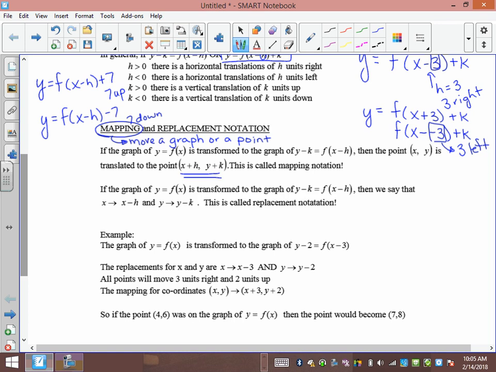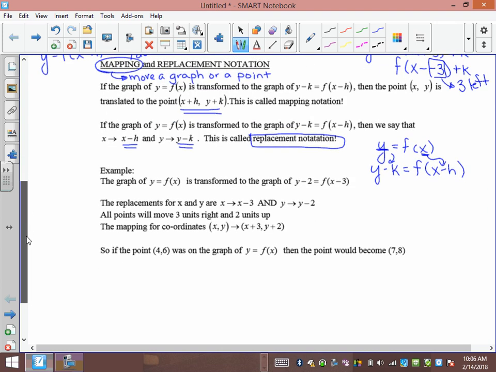Okay? Now, if the graph of y equals f of x is transformed, then we say that x becomes x minus h and y becomes y minus k. This is called replacement notation. So what you're doing is, your normal function would be y equals f of x, correct? But they say in here that we're replacing y with y minus k equals f, and replacing x with x minus h. So we're replacing this with this. We're replacing this with that. Okay?